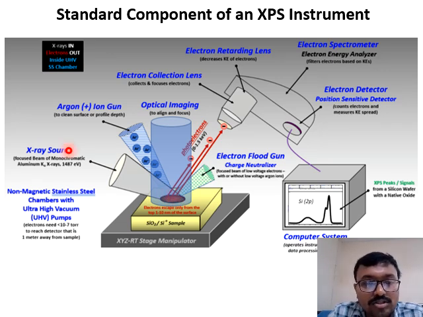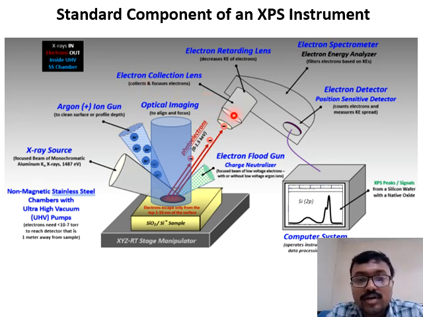This argon ion gun is also used to check the profile, meaning the depth profile of the sample. Next, there will be a camera for optical imaging. Why is it required? To align the sample and to focus the sample. After that, we come to the electron collecting lens. When X-rays hit the sample, electrons will be removed, so we have to collect these electrons. The electron collecting lens will collect the electrons and focus them.